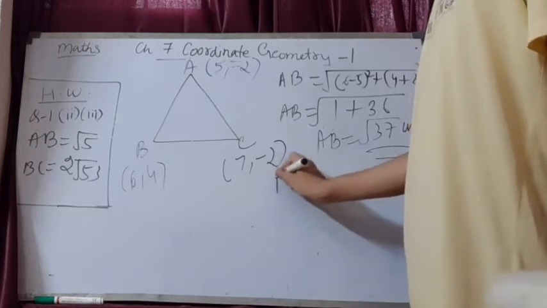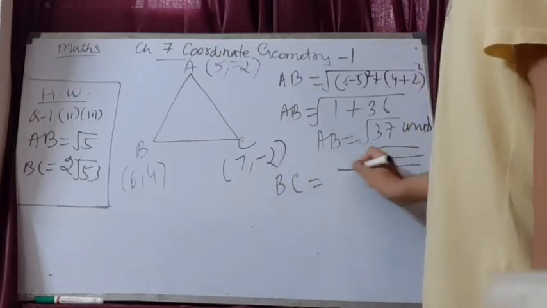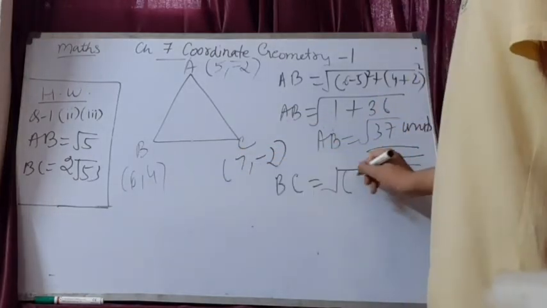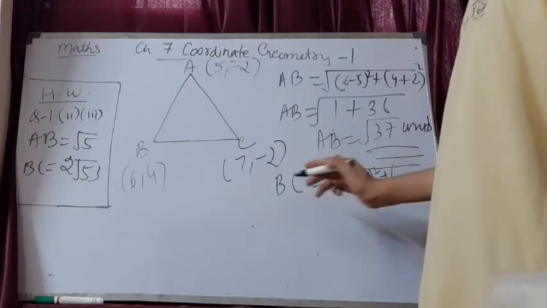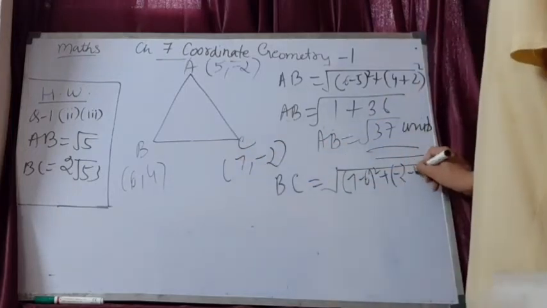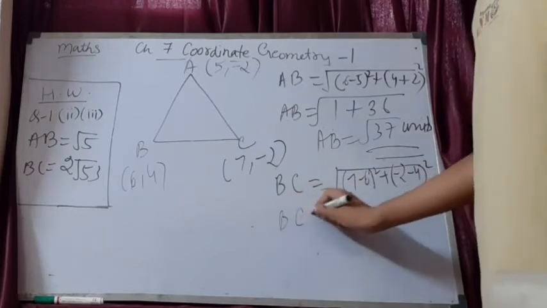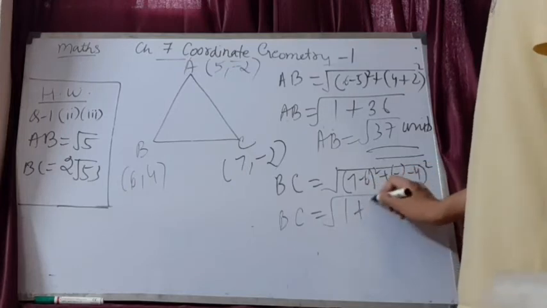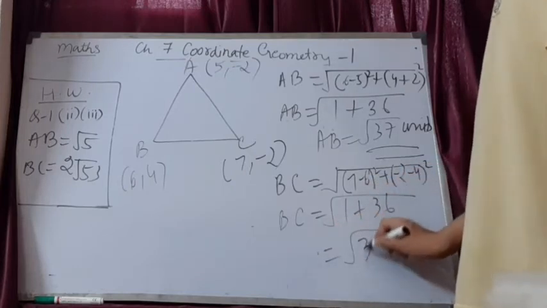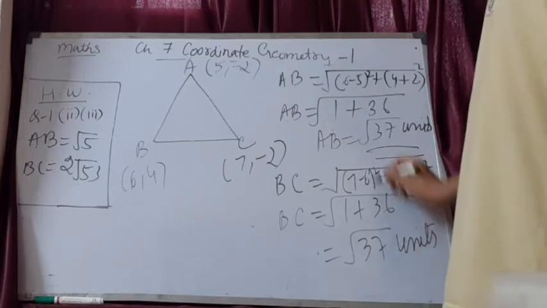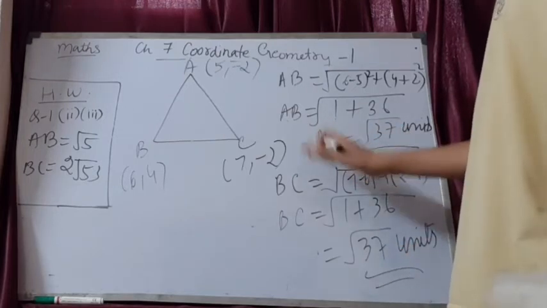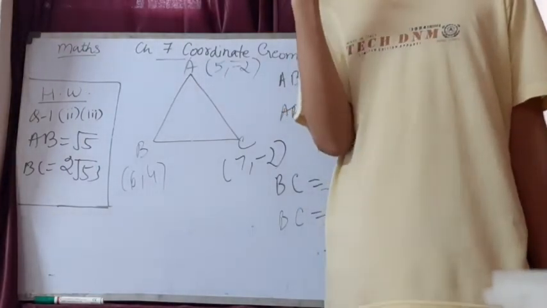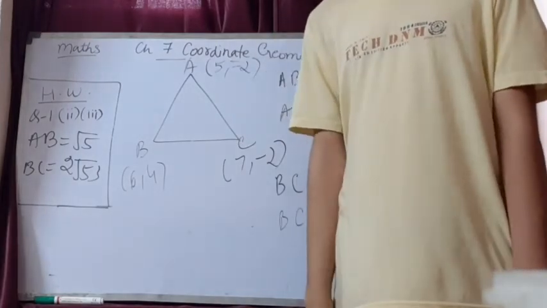Now moving to your BC distance. That is under root of what? BC. So 7 minus 6 whole square plus minus 2 minus 4 whole square. So distance BC will be equal to 7 minus 6 whole square, 1, minus minus plus, 36. That is equal to root 37 units. So you are able to see that two sides are already equal, but do not finish right now. You have to find the third side as well, because probably it can be equilateral as well.